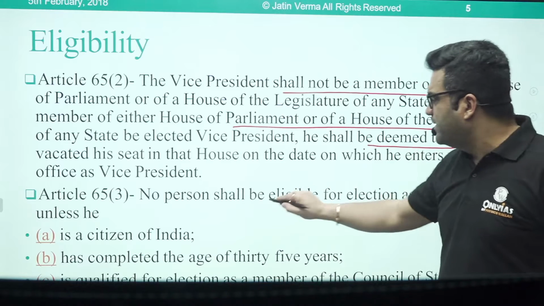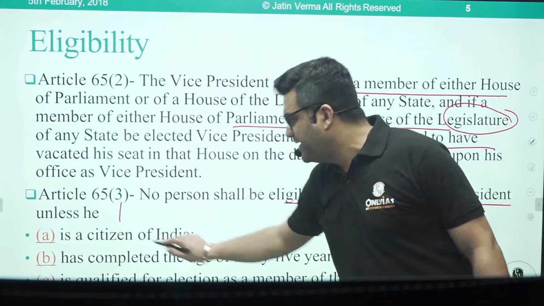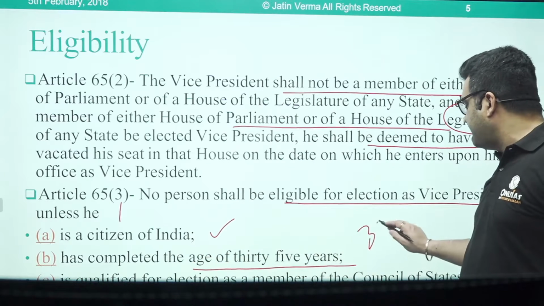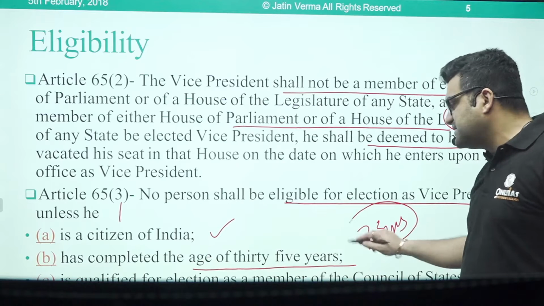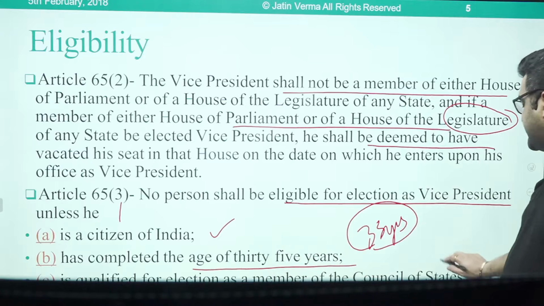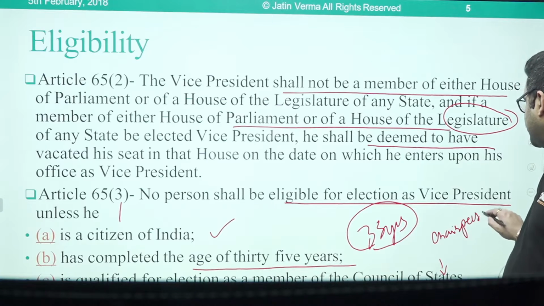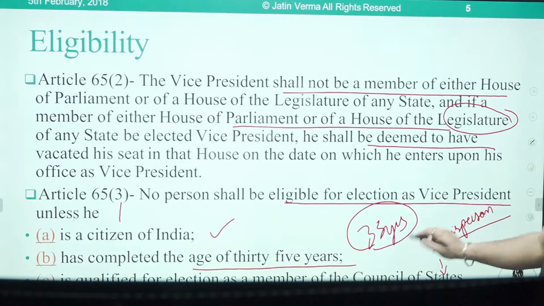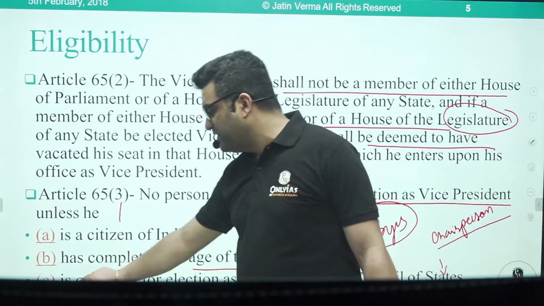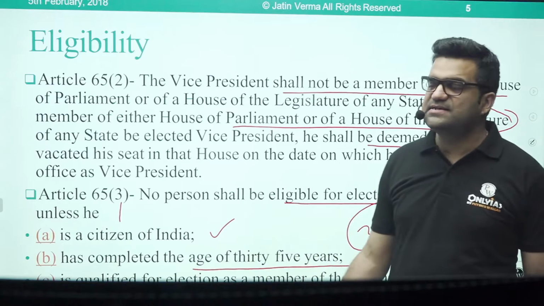No person shall be eligible for election as the vice president unless he or she is a citizen of India and has completed the age of 35 years. 35 years is the age criteria to be qualified for election as a member of the Council of States. Since he is going to be the chairperson of Rajya Sabha, it is essential for him to be eligible as per the age criteria, and otherwise also he should be qualified to be a member of the Council of States, that is Rajya Sabha in this case.